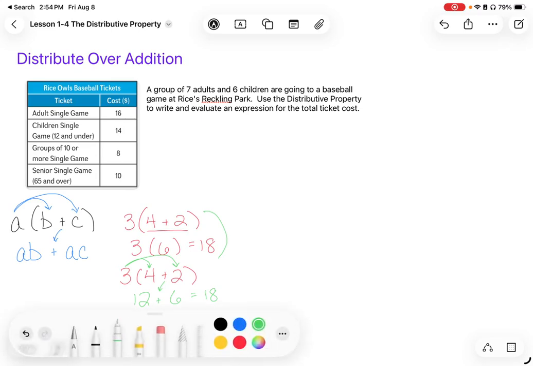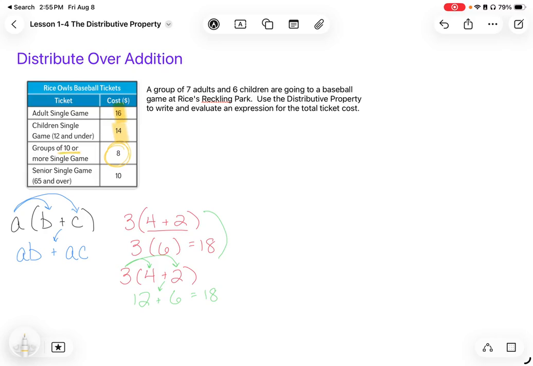When I start off, I may think, here's how much it costs for an adult to go, and here's how much it costs for a child to go. So let's just multiply the number of adults and children by those ticket costs. But I notice there is a second cost here for a group of 10 or more. If I have a group of 10 or more, it only costs $8 per ticket. And with 7 adults and 6 children, that's more than 10 people. So each person is going to pay $8 for their ticket, regardless of whether they are an adult or a child.